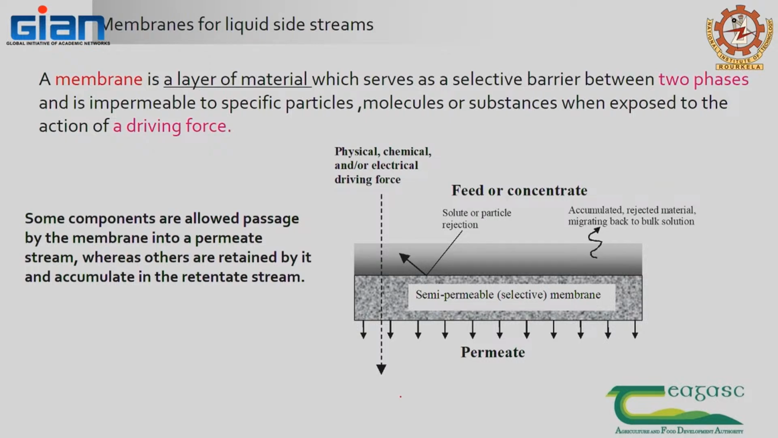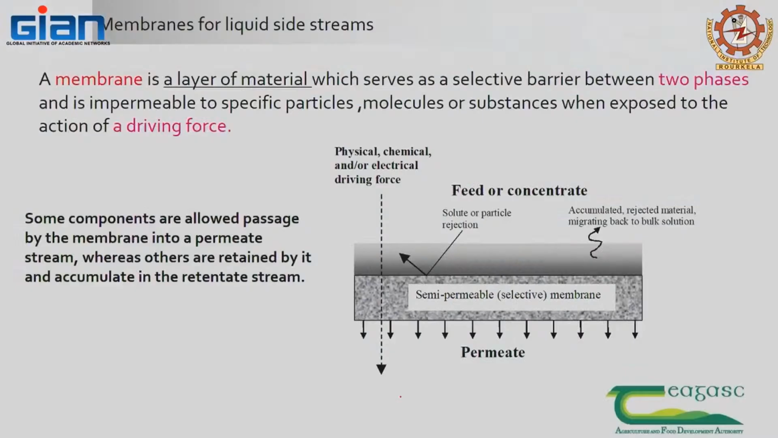What is basically a membrane? A membrane is a simple sieving system. Simple sieving is there to remove solid from liquid. So, it is a layer of material which serves as a selective barrier between two phases and is impermeable to specific particles, molecules or substances when exposed to an action or driving force.